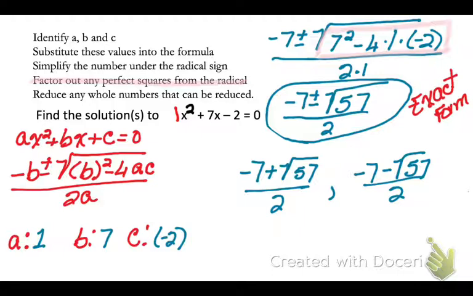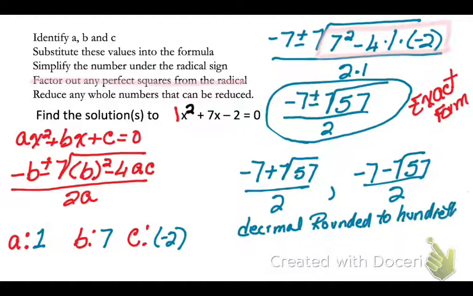Now, sometimes, rarely, but sometimes, they will ask for the answer as a rounded decimal. And in that case, usually they ask you to round to hundredths. So let's answer this as a decimal rounded to hundredths. I would take -7 plus square root of 57, the whole quantity divided by 2, and enter it in my calculator. And I'm going to get a long run-on decimal, which I would round to 0.27.